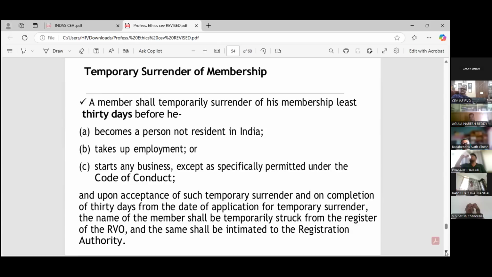Upon acceptance of temporary surrender and completion of 30 days from the date of application of temporary surrender, the name of the member shall be temporarily struck from the register of the RVO, and same shall be intimated to the registration authority, that is the IBBI. These three situations are very important. One is non-resident, employment, and start business.